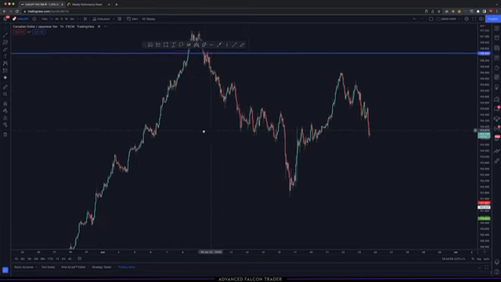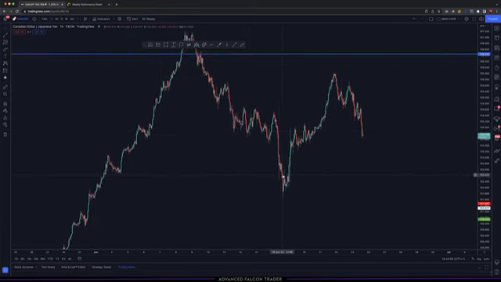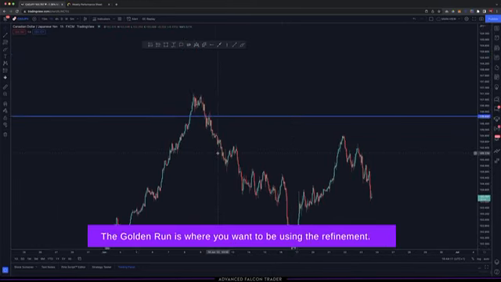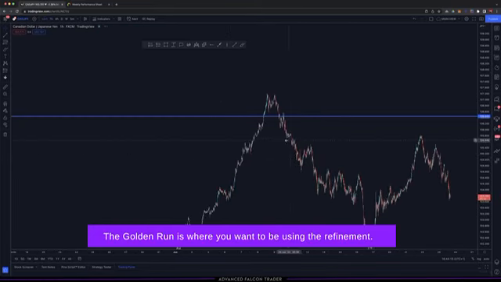You've not tried to refine a 5-minute flag here or a 15-minute flag here. You've done it where? In the golden run again. That golden run is where you want to be. So now let's look, because I still want to show you these entries even though you're not going to be taking them straight away.